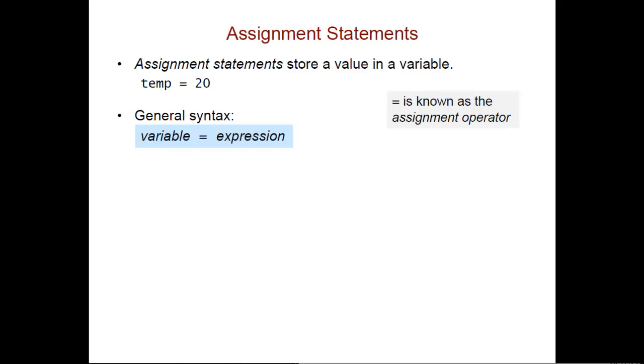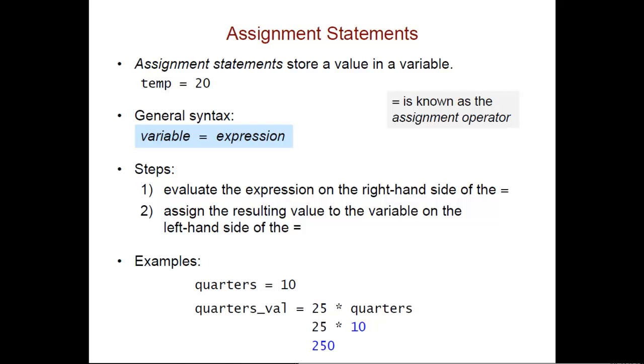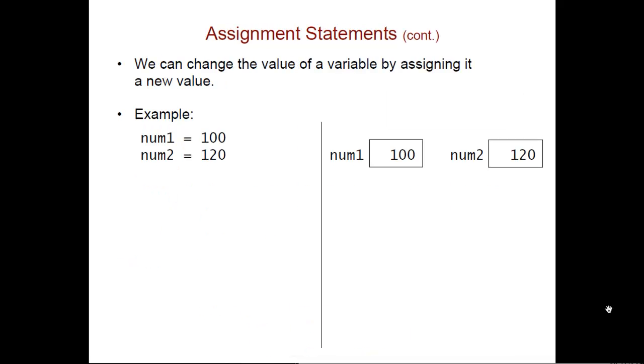And it's really important to get the order of this right. So we always start by evaluating the expression on the right-hand side, and then whatever value is produced gets stored in the variable on the left-hand side. So for example here, 10 is the expression. It evaluates to itself, and then that value gets stored in the variable quarters. In this assignment statement, we first evaluate the variable, we then do the multiplication, and then that final value is stored in the variable.